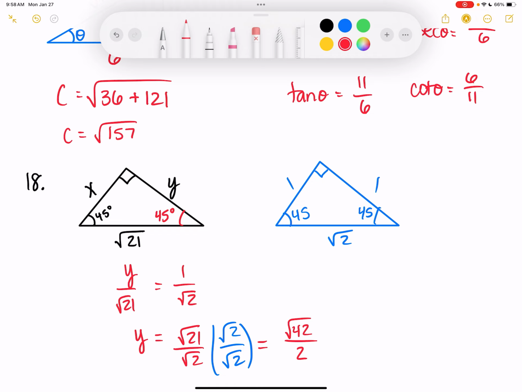Now, in this particular case, x and y have to be equal, as was pointed out. So this is also equal to x. So they are both the square root of 42 over 2. Can the square root of 42 be broken down? No, because 6 and 7 and 3 and 2 is not together. Boom.